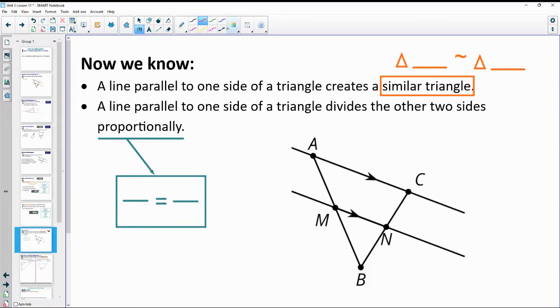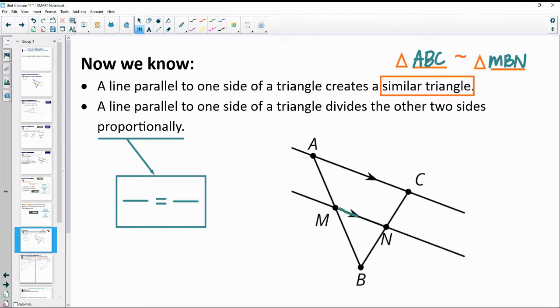If we take this diagram, the two triangles that are going to be similar would be ABC, that bigger triangle, and it is always going to shrink down or expand onto MBN, because A and M are congruent and C and N are congruent, and B is shared in the two triangles. So that also means that we have this proportionality: a parallel line to one side of the triangle divides the other two sides proportionally.